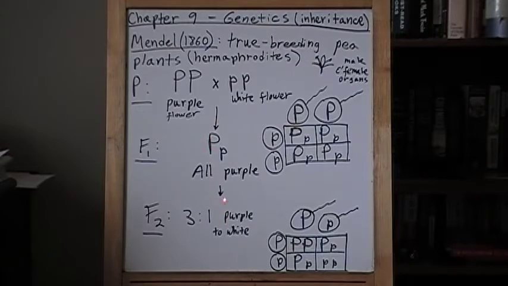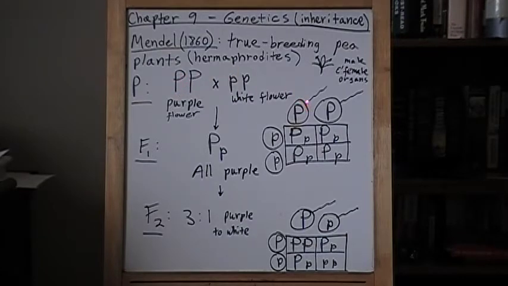And what he found is that although the white flower trait disappeared in the F1, in the offspring from the parents, in the F2, the next generation, it reappeared again. And he got a 3-to-1 ratio of the purple flower to the white flower offspring. So what is the explanation for this? How could you get this characteristic, the white flower disappearing in one generation and appearing in the next generation? The explanation is that there are actually 2 copies of each gene.